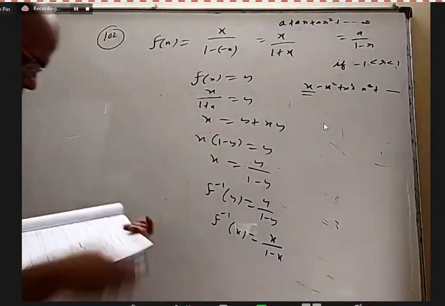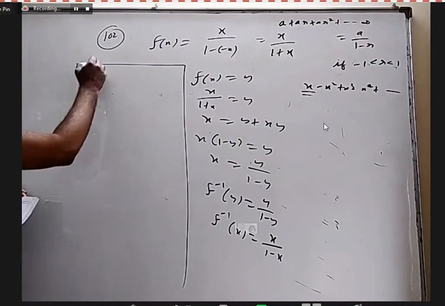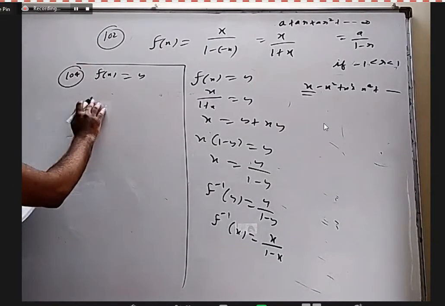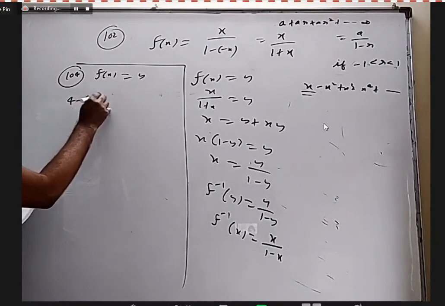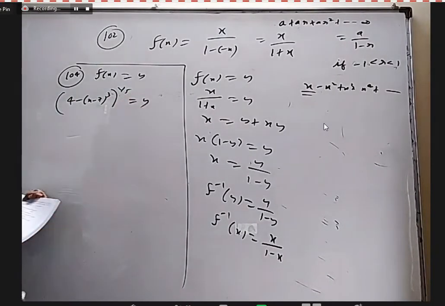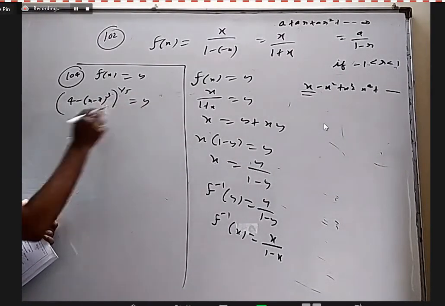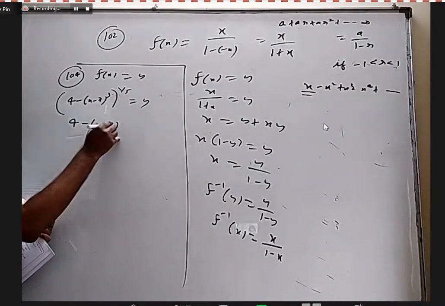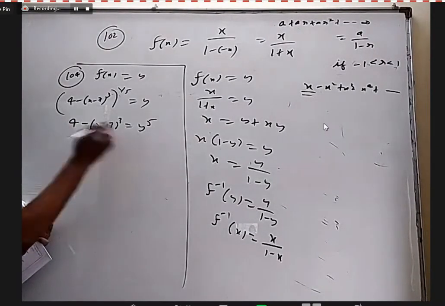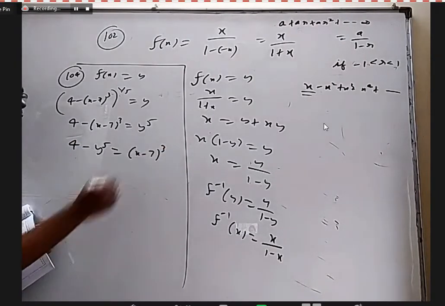104 is not difficult, just send the terms one by one to the other side. As usual, take f of x equal to y, that is 4 minus x minus 7 whole cube, whole power 1 by 5, is equal to y. Now I have to find x in terms of y. So first send the power 1 by 5 to that side. You will get 4 minus x minus 7 whole cube is equal to y power 5. Next send this one here: 4 minus y power 5 is x minus 7 whole cube.